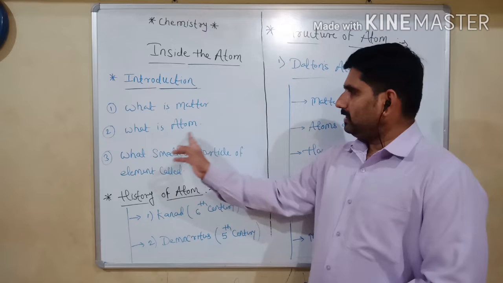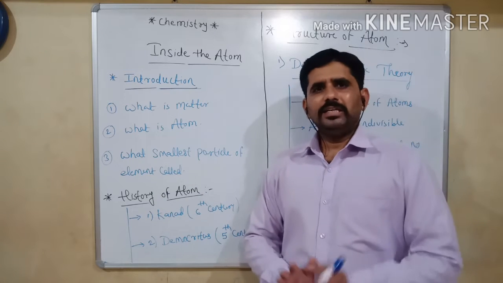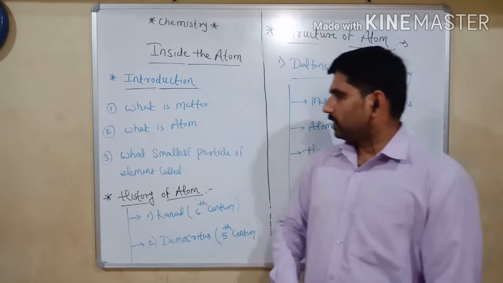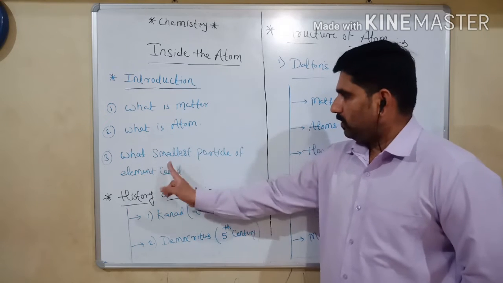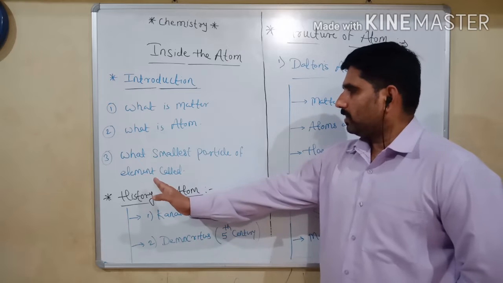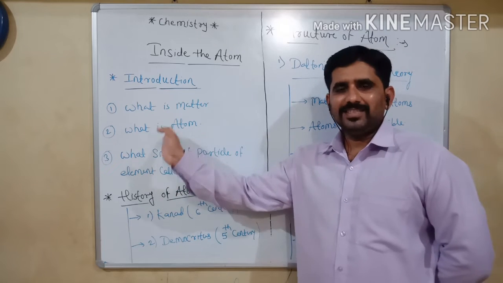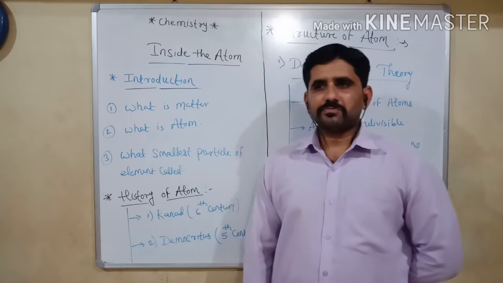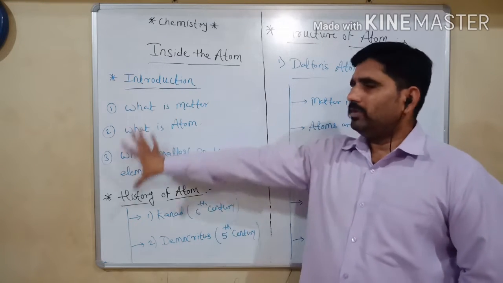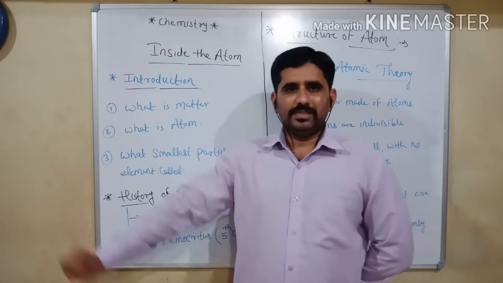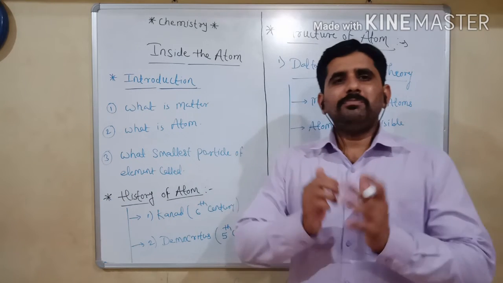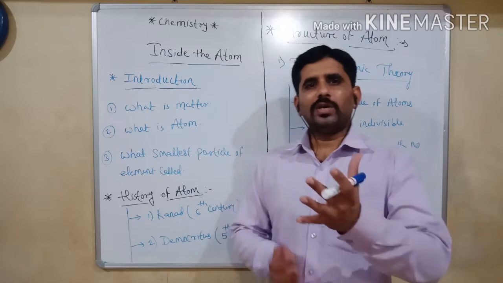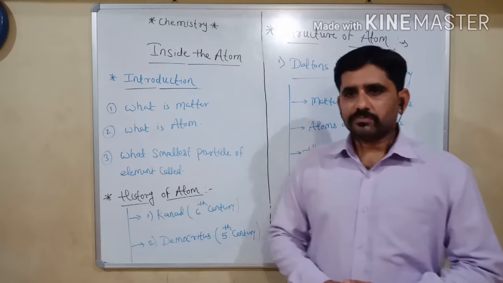Next question is, what is an atom? The smallest particle of an element is called an atom. Third question, what is the smallest particle of an element called? As we just saw in the second question, the smallest particle of an element is called an atom. So what we have tried to describe from these basic questions is that the smallest particle of an element which takes part in chemical reactions is called an atom.